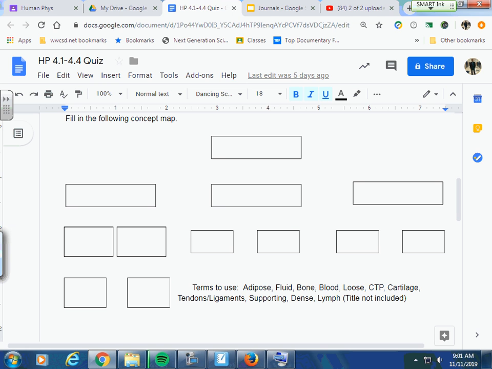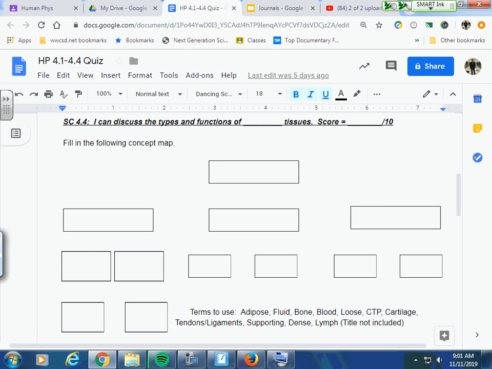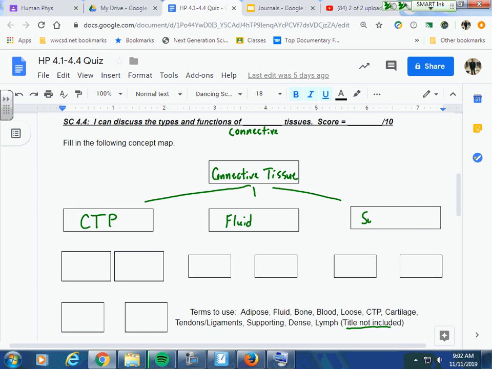Okay, so I was kind of picky on this concept map. Otherwise, it would have been next to impossible to grade. But this is success criteria 4.4, which, by the way, we're talking about connective tissue. And that so happens to be the title, connective tissue, which I said title is not included in your answers here. Okay, so we can break connective tissue up into 3 categories. And the first one here, make sure you remember this order. This is connective tissue proper, CTP. In the middle, we're going to put our fluid connective tissue. And on the right, we're going to put supporting.